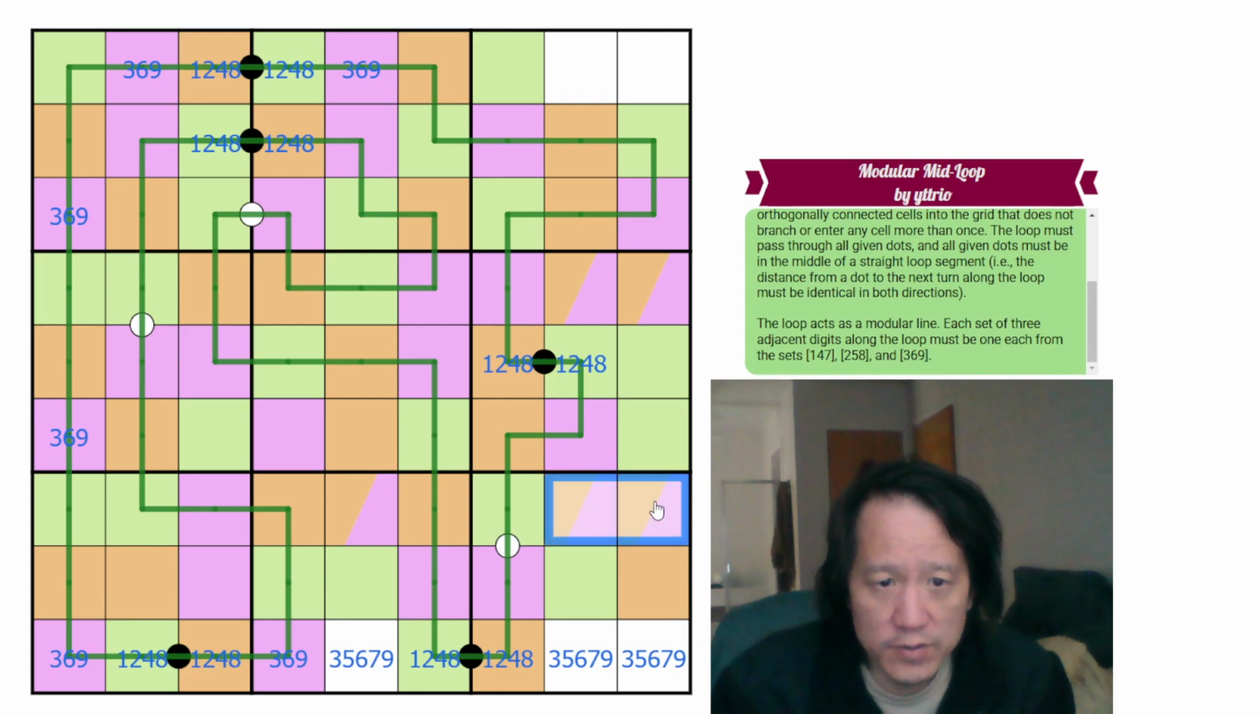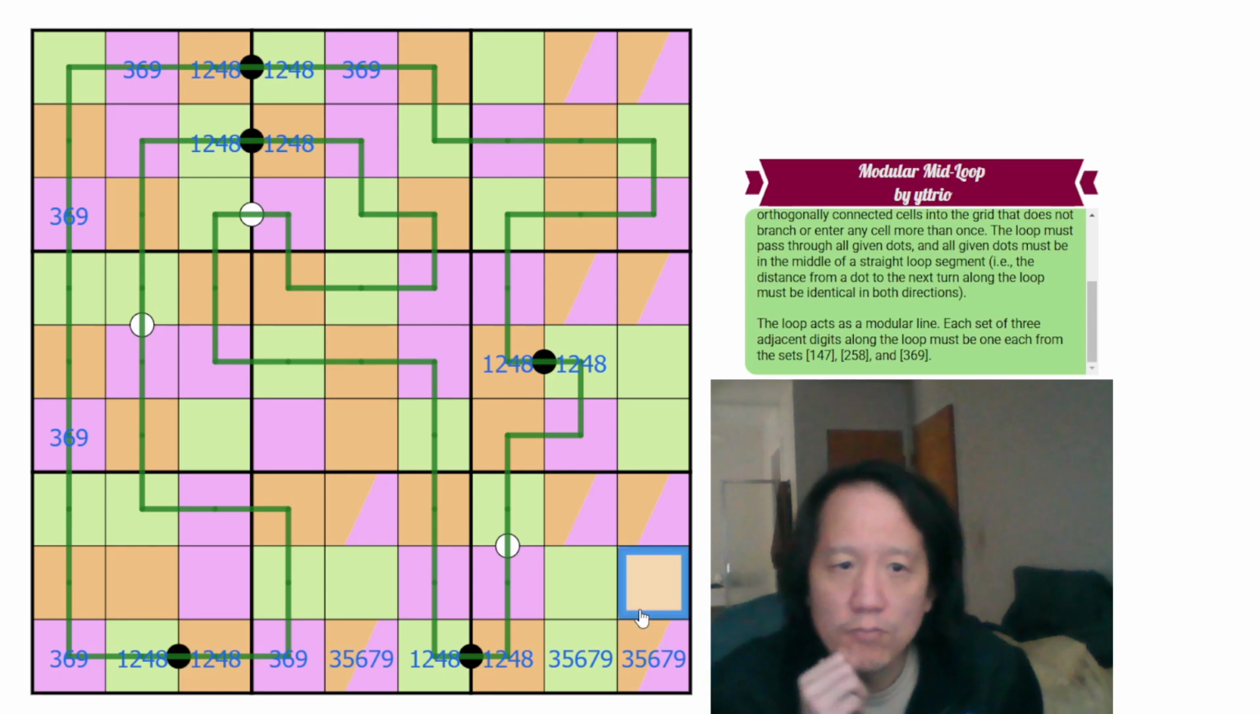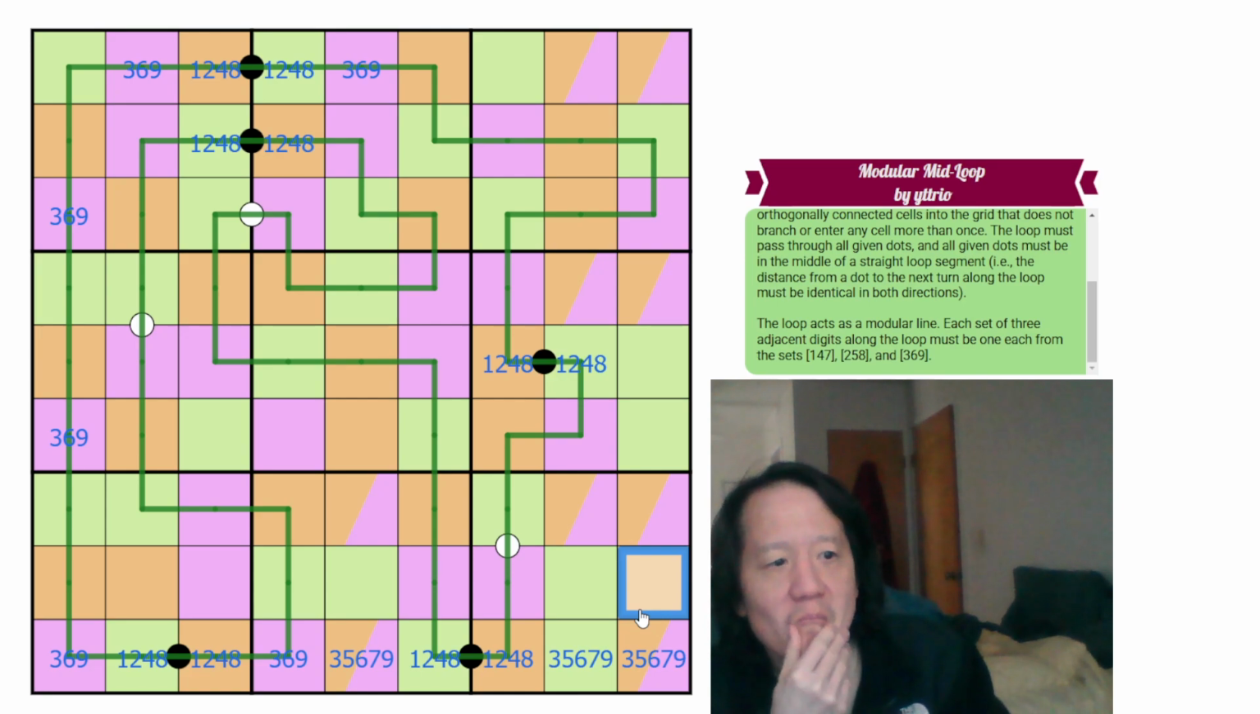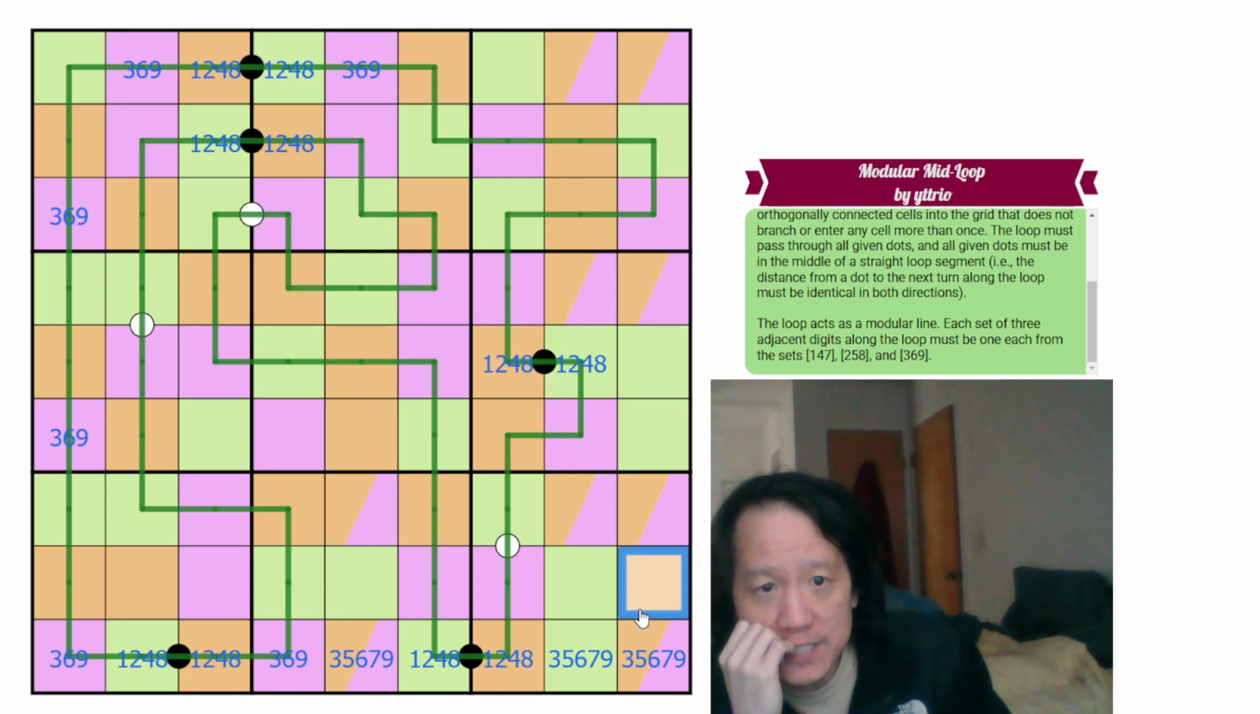One of these is... 2 of these could be pink. Hmm. One of these is orange, one of these is pink. One of these is orange, one of these is pink. This is orange or pink also. So this cannot be green. Therefore, this is the last green. This is orange or pink. Okay, so we have the loop.